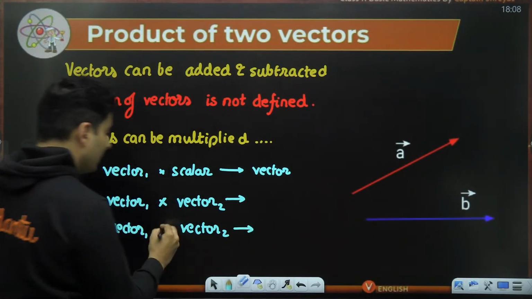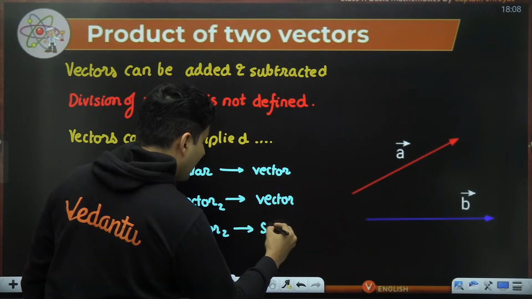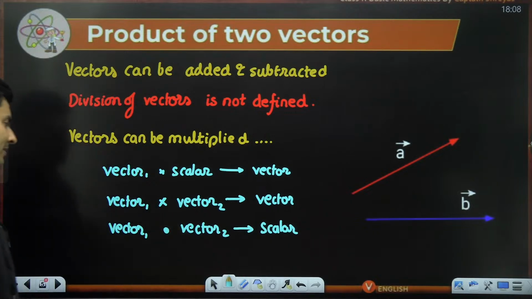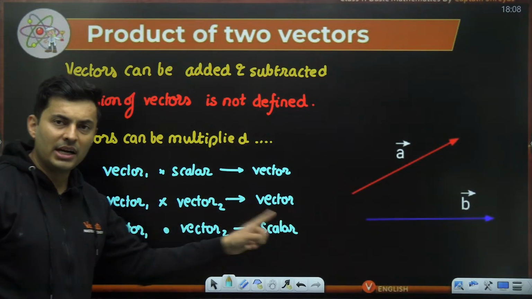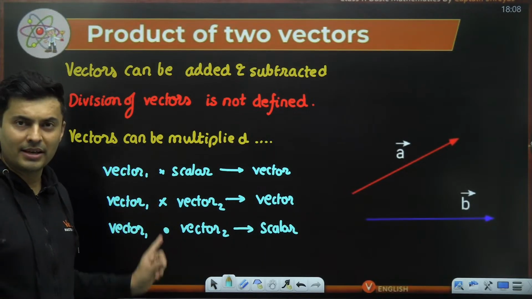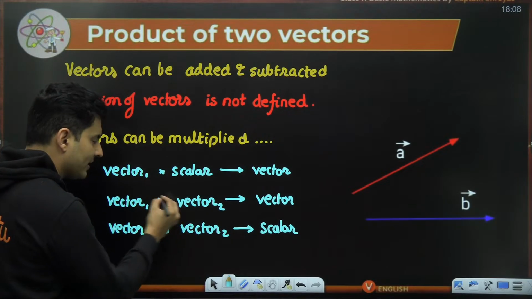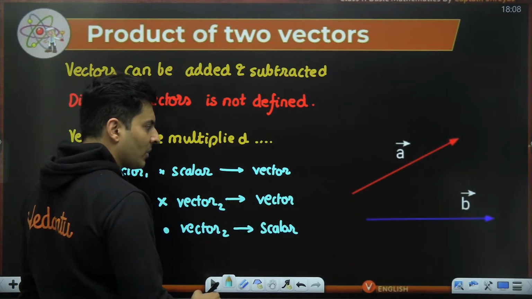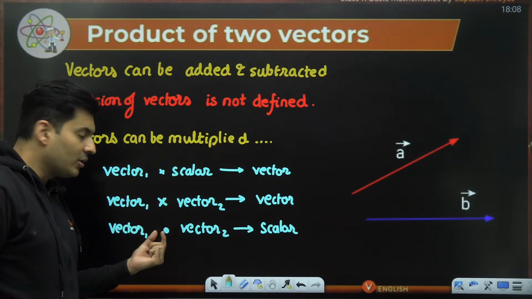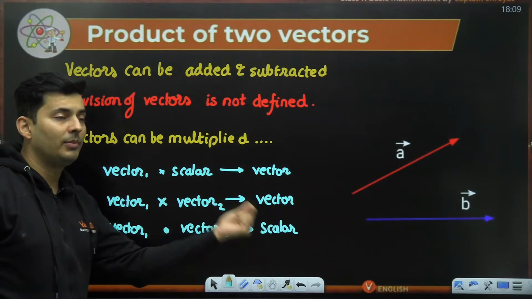The output can be a vector quantity or it can be a scalar quantity, depending on the symbol being used over here. When you use a symbol like cross, the outcome is a vector. This is also called the vector product. When I use a dot as the symbol, the outcome is a scalar. That is why it is called the dot product.